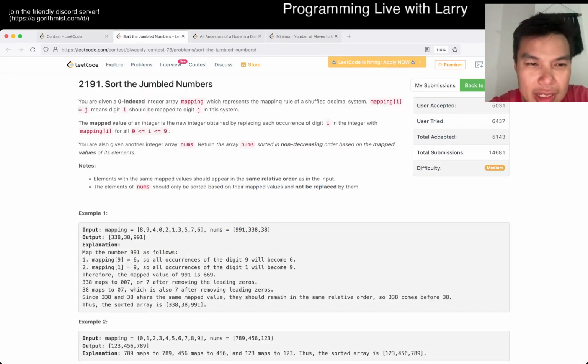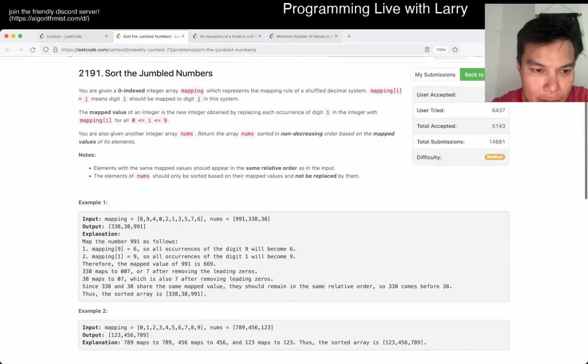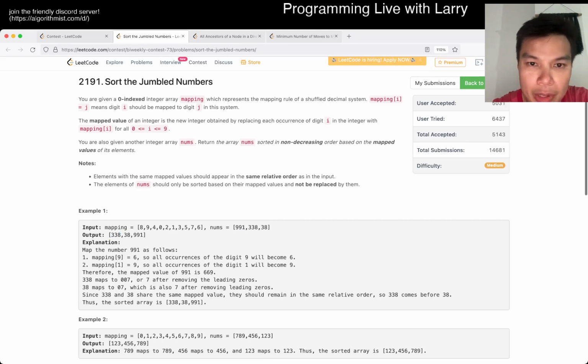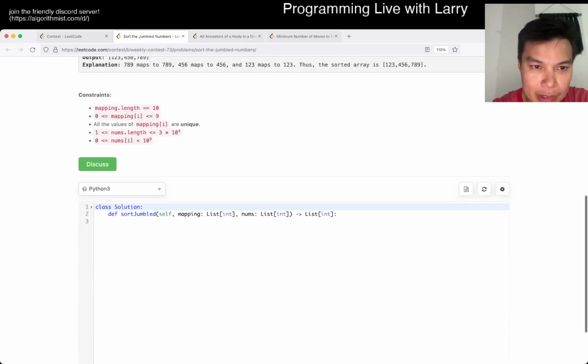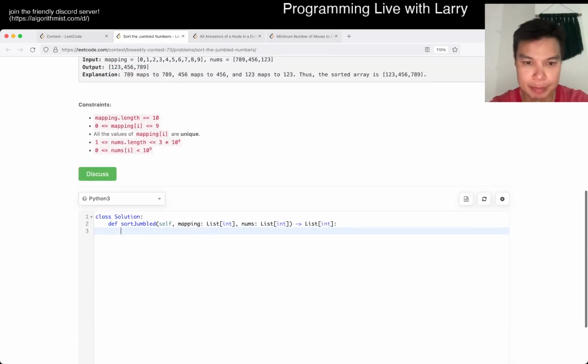Okay, given a 0-indexed integer mapping with shuffle, okay. Mapping of i is equal to j, okay. So now, okay. Wait, what? Okay, 9 is equal to 6, so, okay. Mapping 1 is equal to 9, 1 will become 9, therefore, how does this make sense? 9, 9, 1, 9 is equal to 6, 6, 6, 9, okay. But how do you get 338 then? What's going on? Oh, do we sort it in the, okay. I misread that. Okay, so let's see.